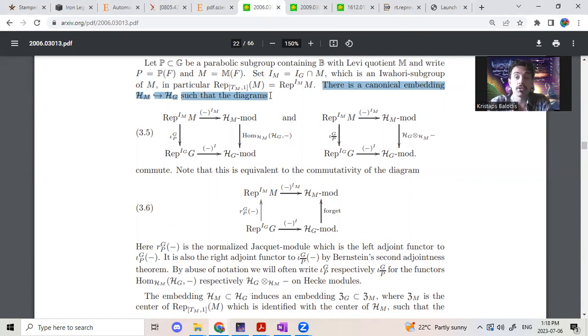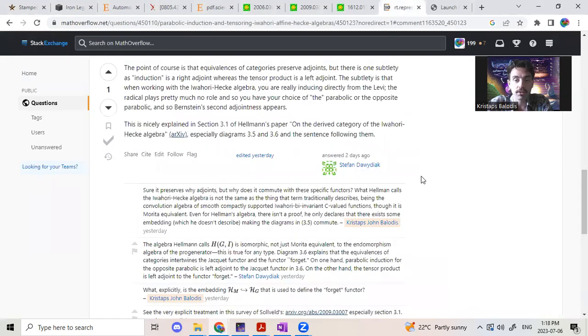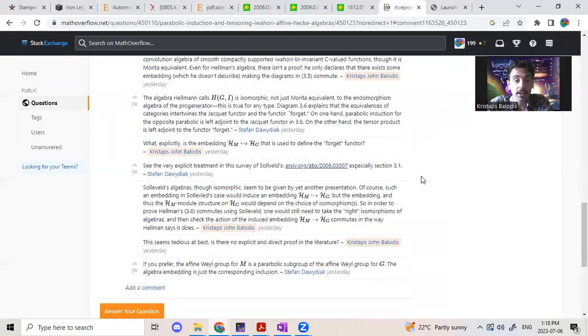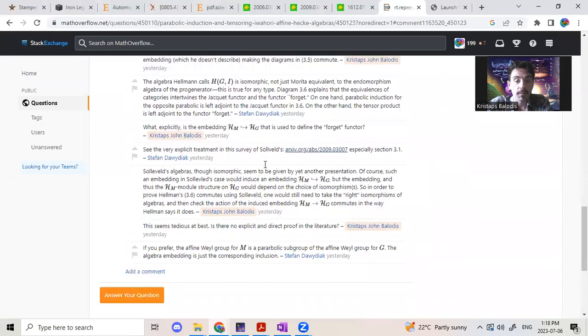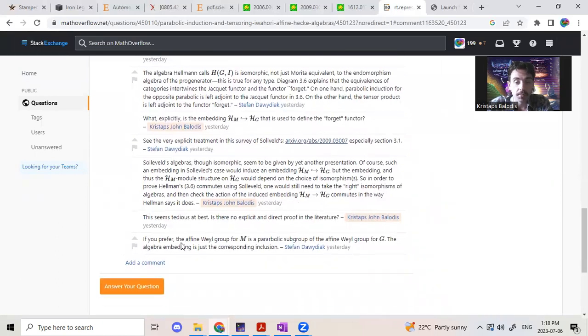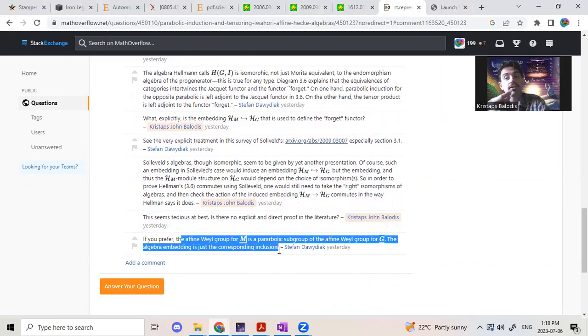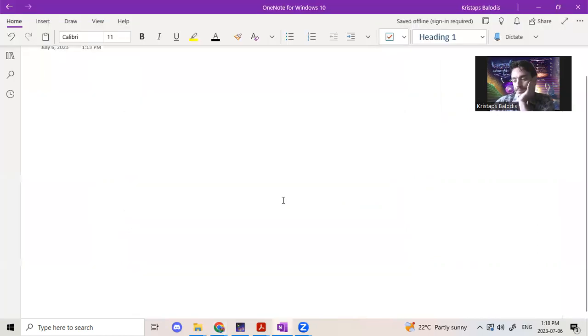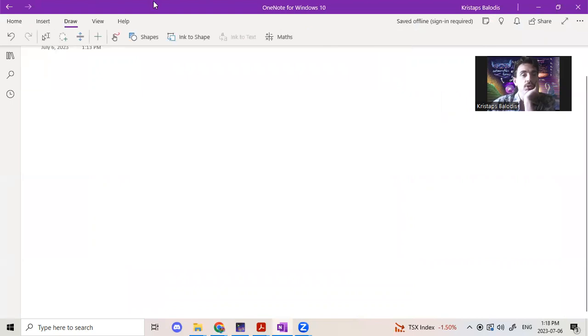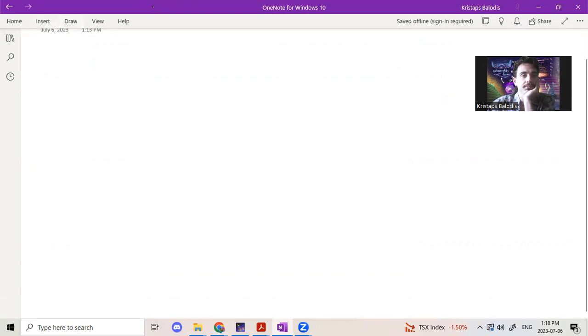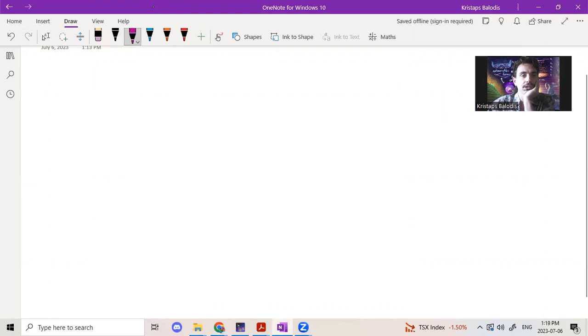Okay, I believe I do understand, as per one of Stefan's later comments down here about how you embed one into the other. The problem is that's a different version of the Hecke algebras. Let me explain. Let me make some diagrams and explain my thought process here. So, where's my pen? There we go. Things are just moving a little slow.